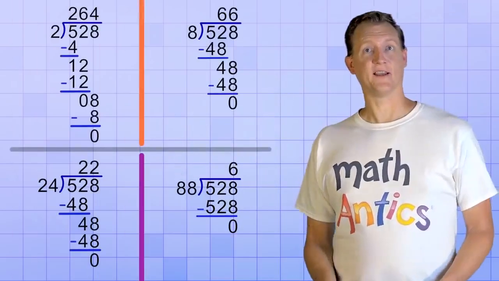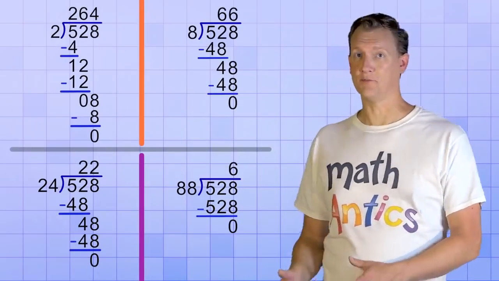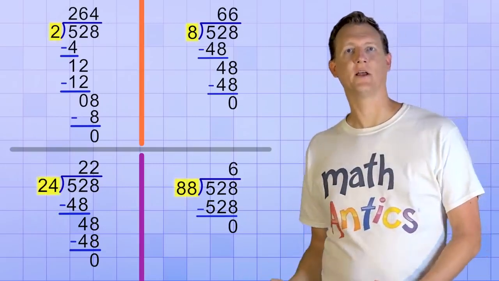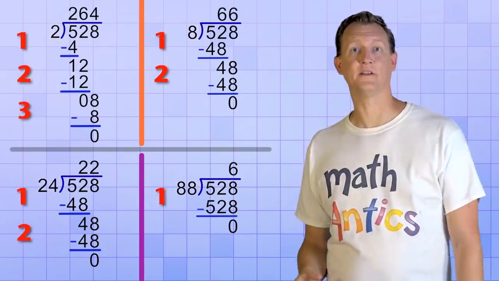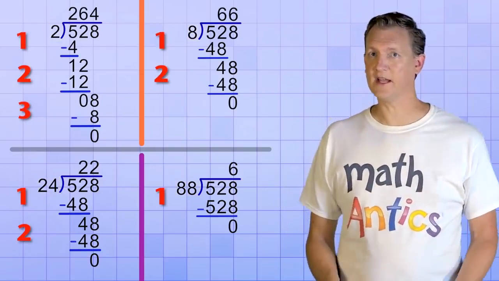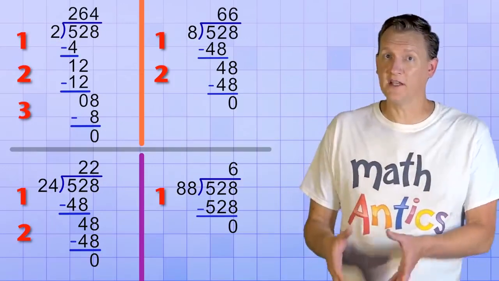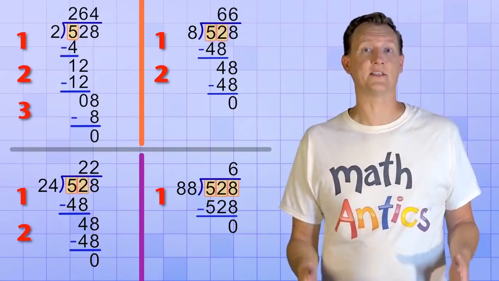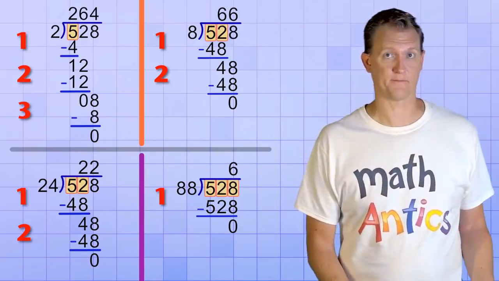So as you can see, even though the division procedure is basically the same in all these cases, the value of the divisor makes a big difference on our division steps. Whenever the divisor is bigger than the part of the dividend that we're trying to divide, it means that we need to group more digits and take bigger division steps.